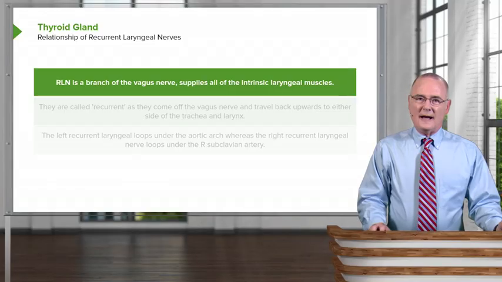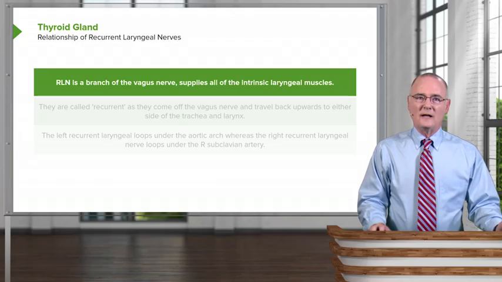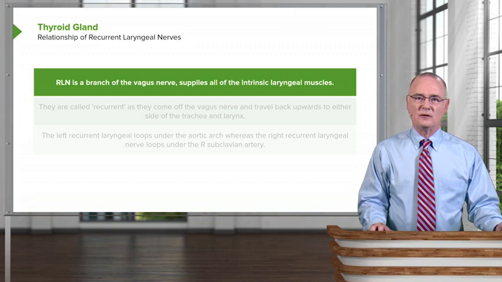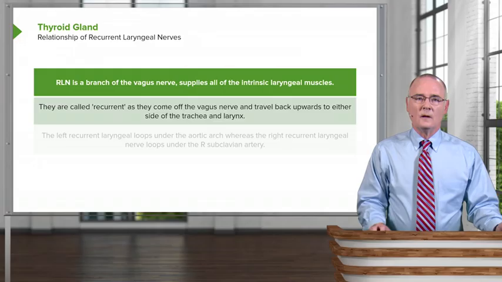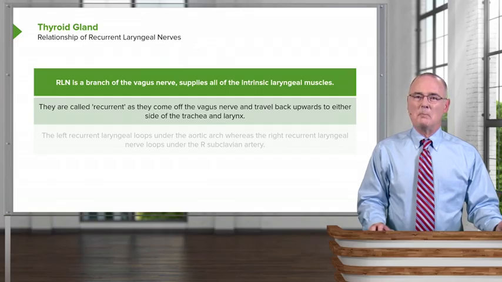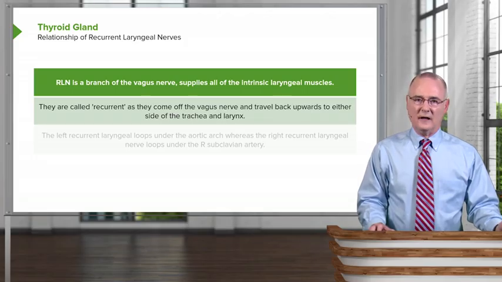Here are some important aspects about the recurrent laryngeal nerves. Both recurrent laryngeal nerves are branches of the vagus nerve, and they will supply all the intrinsic laryngeal muscles with the exception of the cricothyroid. They are called recurrent as they come off the vagus nerve and then travel back upwards to either side of the trachea and ultimately to their destination of the larynx.